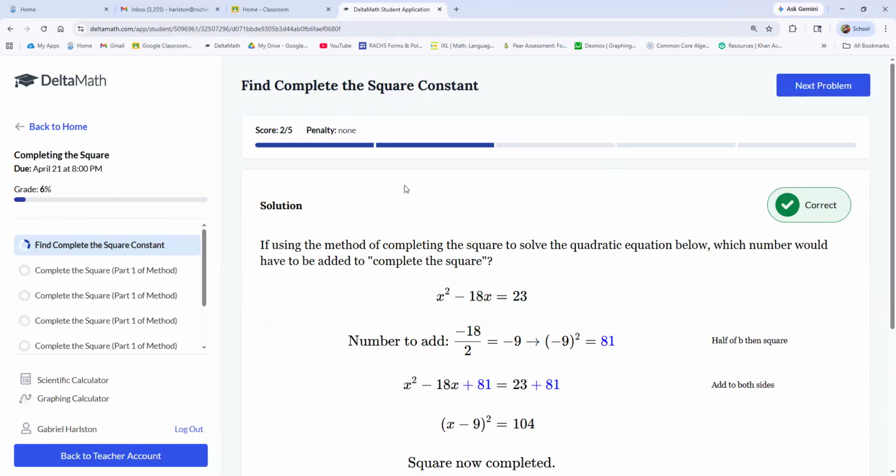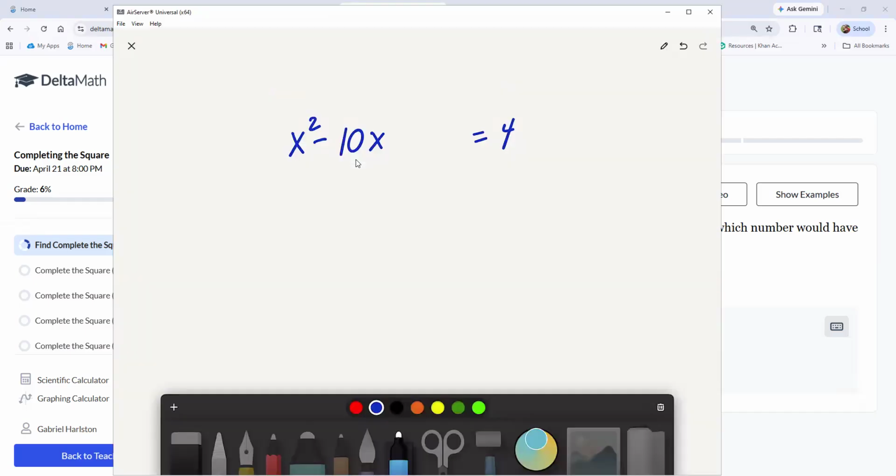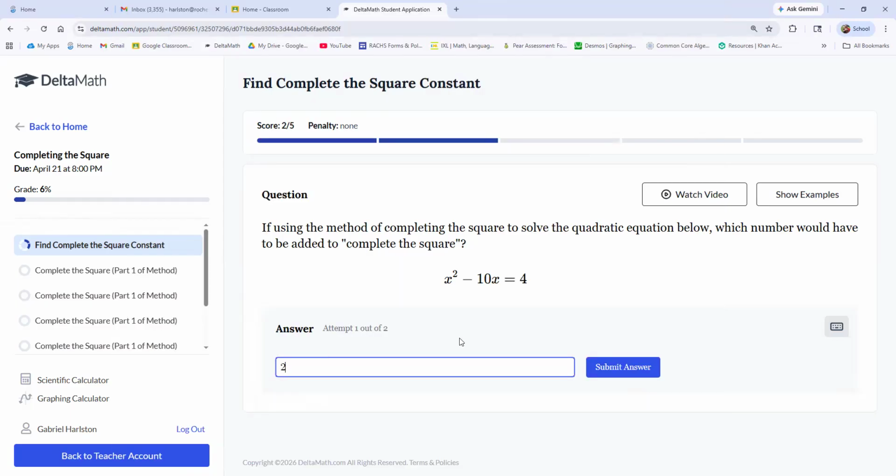Next problem. All right, so again, we have a quadratic, and we are going to take half of the b term, and that's going to tell us what we need to do. So let me go back to my iPad to finish this. Take half of the b, so that's going to be a negative 5, and then we're going to square it. So we're going to add 25 to both sides. All right, so they wanted to know what number we need to add in order to complete the square? It's going to be 25.